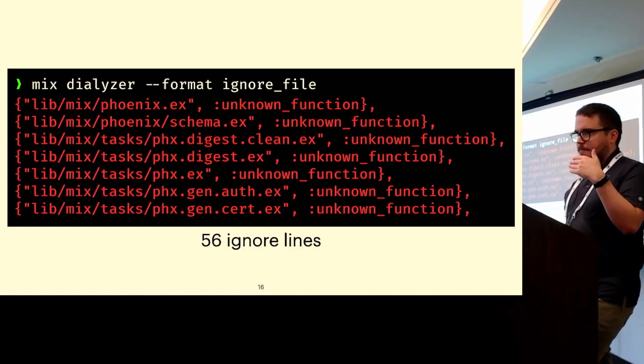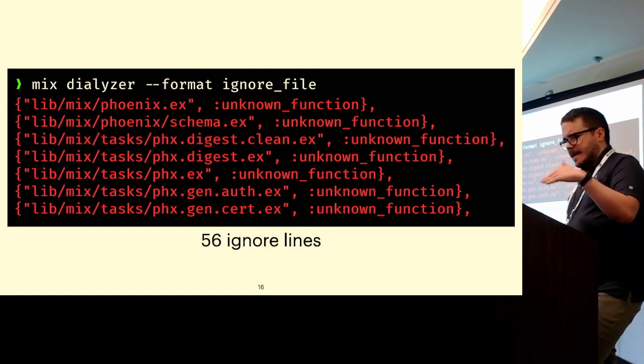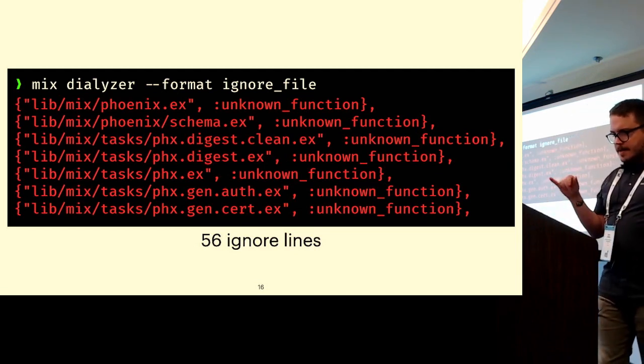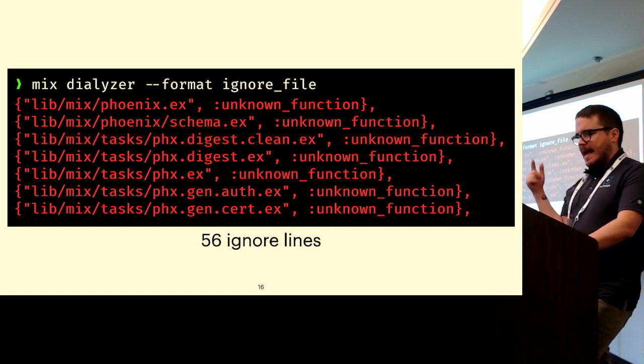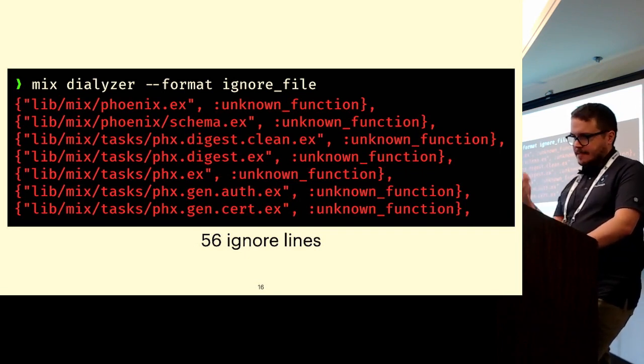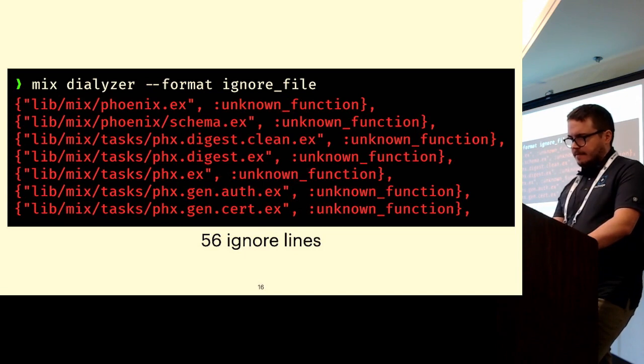You can generate it by running mix dialyzer --format ignore_file, and it'll print out a bunch of key tuple pairs for file name and the atom representing the error itself. For example, we see unknown function happen a lot. This ignore format might seem a little lackluster at first because it's not going to be very granular about the errors it's ignoring.